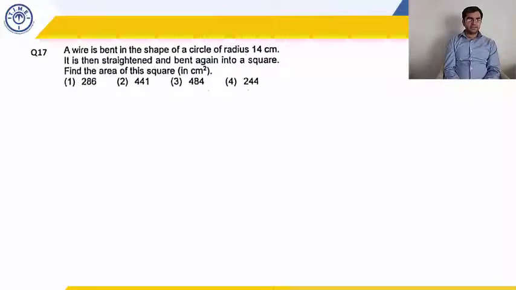Okay, this is going to be a different question, more related to mensuration. You have a wire and it's in the shape of a circle, and then it is turned into a square. Find the area of the square. Please take 30 seconds.